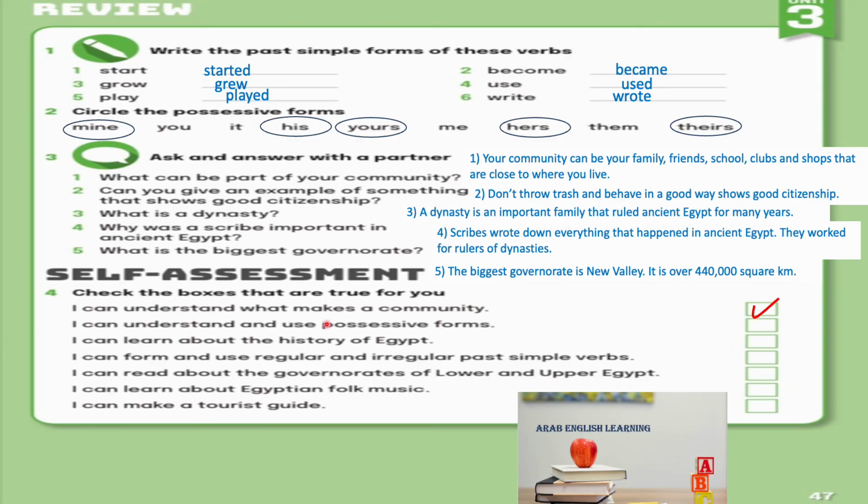I can understand what makes a community. If yes, you check it. I can understand and use possessive forms. I can learn about the history of Egypt. I can form and use regular and irregular past verbs. And I can read about the governorates of Lower and Upper Egypt. Yes. I can learn about Egyptian folk music. And I can make a tourist guide.